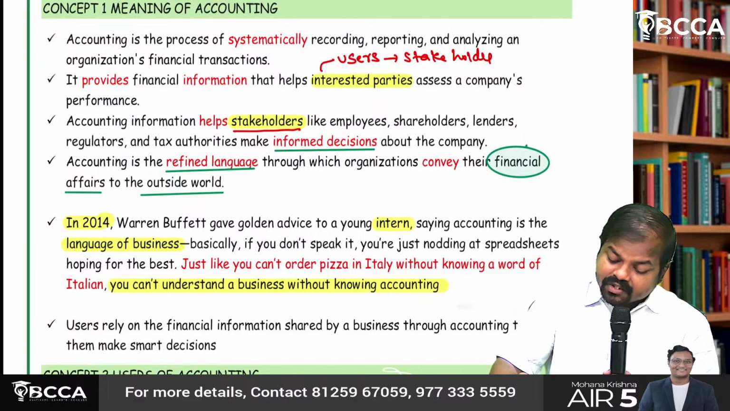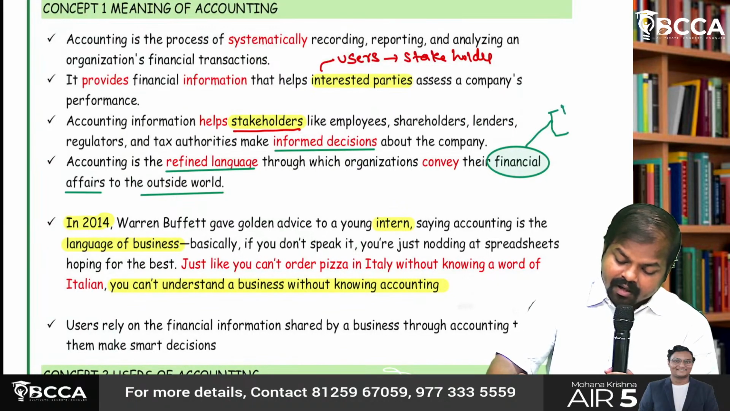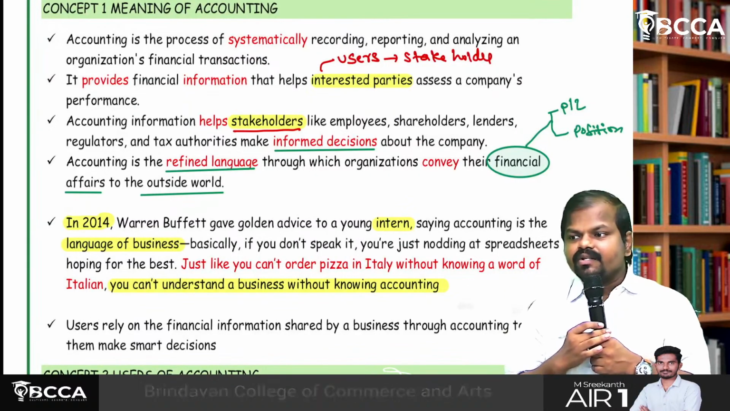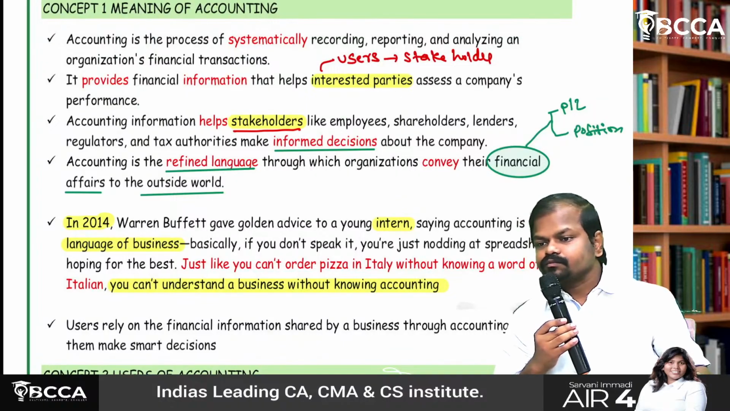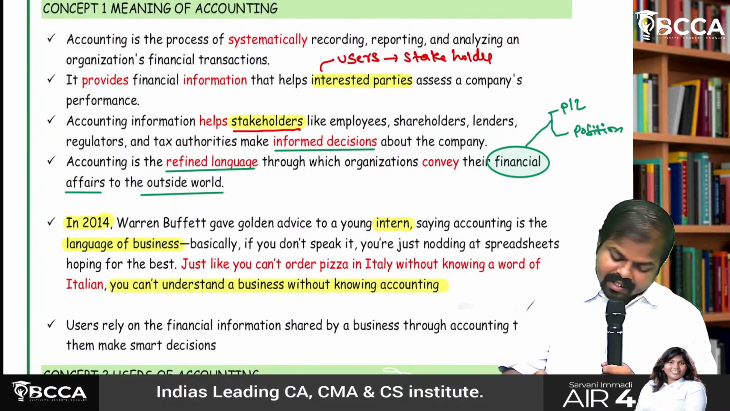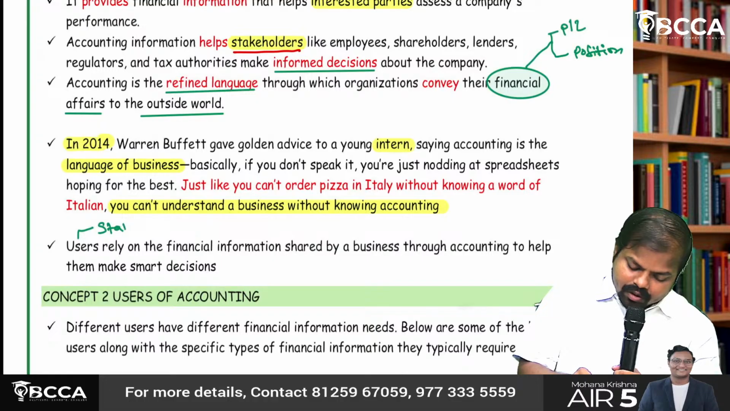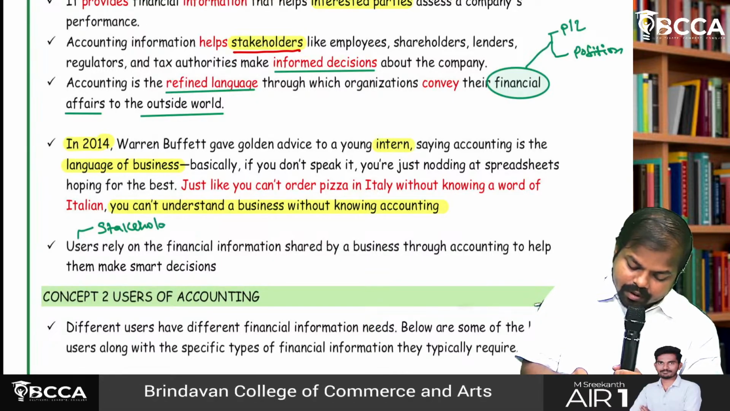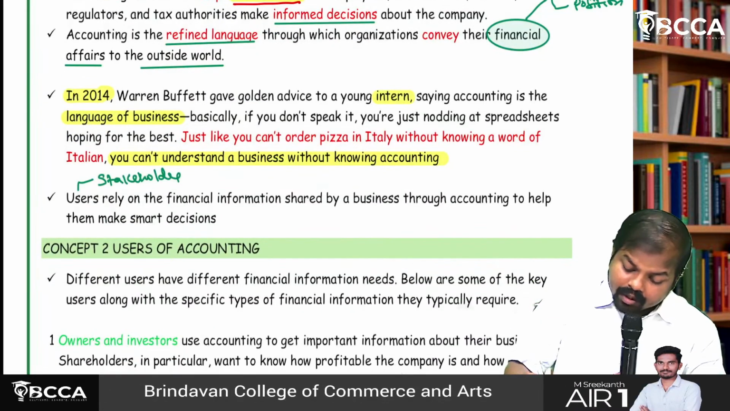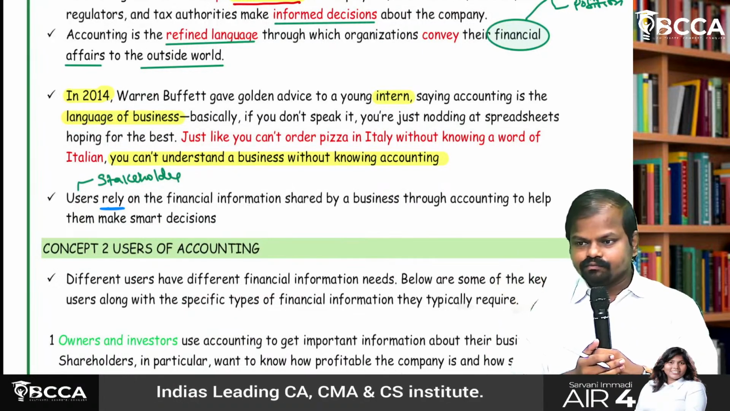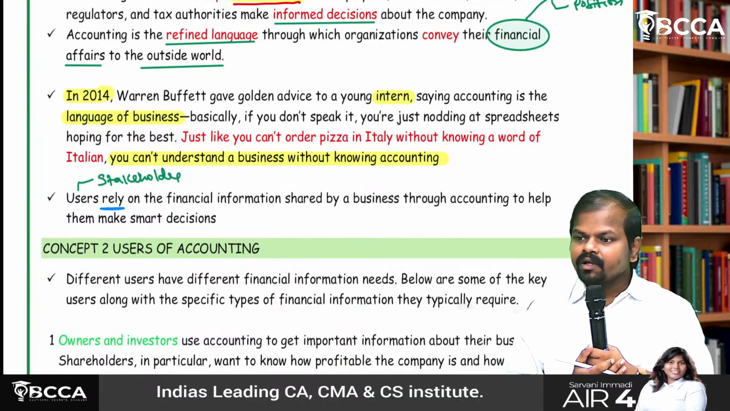Financial affairs means two things. Number one, profit or loss. Number two, the position of the organization. Till now clear? Excellent. Next, users. Who is a user? I told you, stakeholder. Users rely, rely means trust.